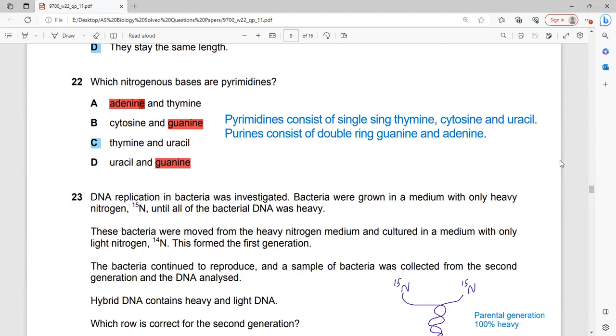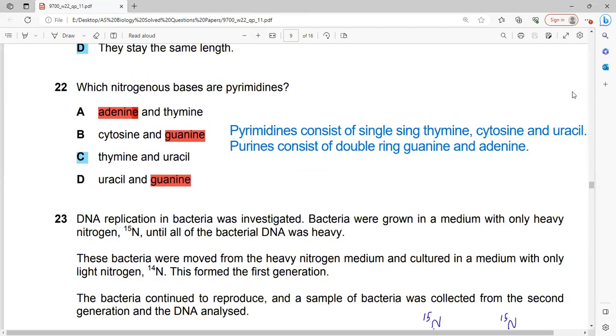Which nitrogenous bases are pyrimidine? So nitrogenous bases are generally classified into the pyrimidine and the purine. The purines consist of a double ring, that's our guanine and adenine, while pyrimidines consist of a single ring, that's thymine, cytosine, uracil. So that's our major concept.